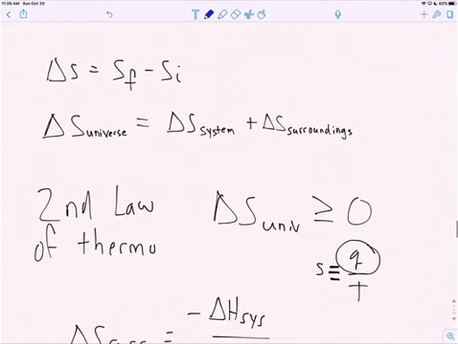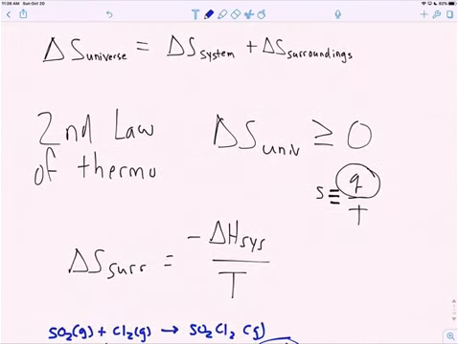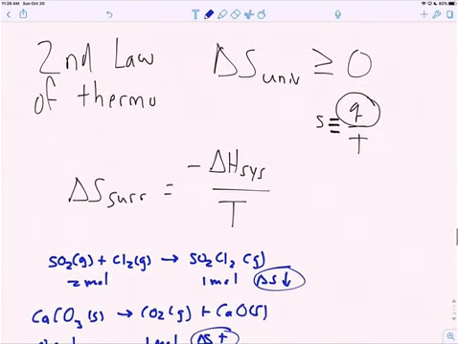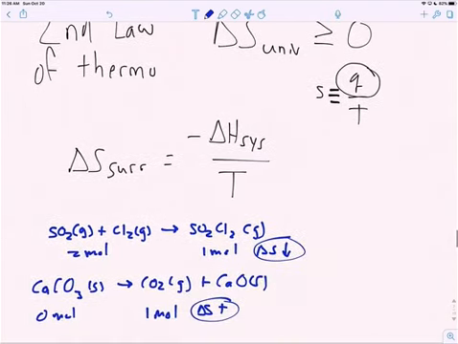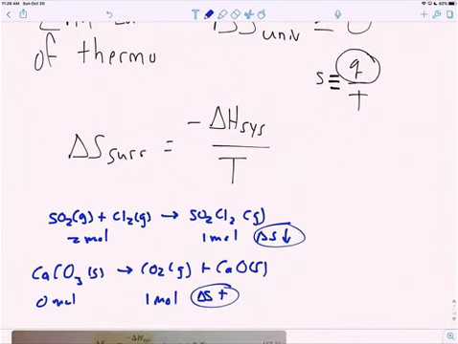And the second law of thermo is the entropy of the universe is greater than or equal to 0, which means it's always increasing. Also remember, one of the definitions of entropy is heat transfer over temperature. So if there's no heat transfer, there's no entropy change. And we're going to include another equation here. The entropy change of the surroundings is minus the enthalpy change for the system divided by temperature.